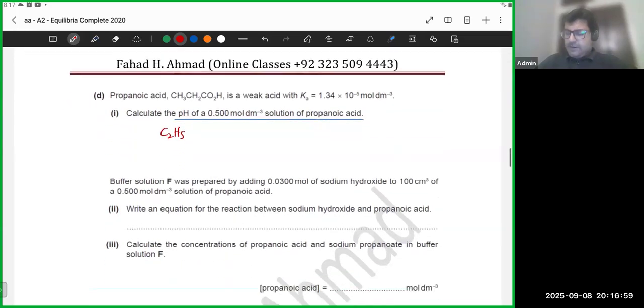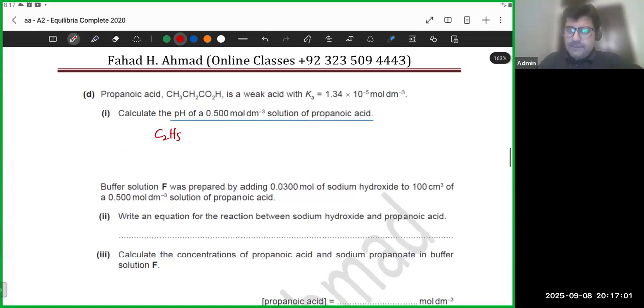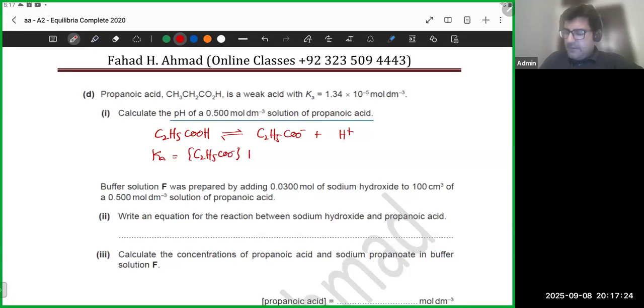Going back to this question, we've got this propanoic acid. It's going to dissociate and form C2H5CO minus, and it's going to release an H plus. The dissociation constant is the equilibrium constant for this reaction, which is C2H5CO minus concentration times H plus concentration divided by the weak acid concentration.